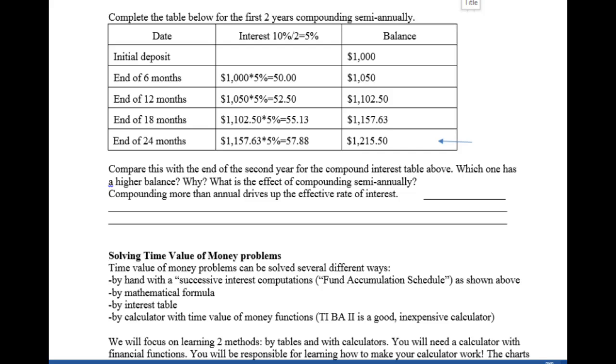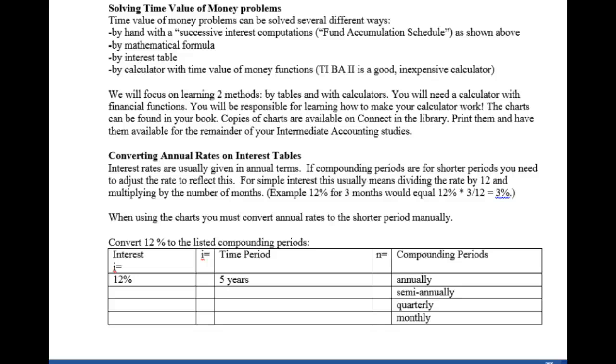It could accurately be said that if you compound more often than just annually, you will end up with a greater balance in your account. So what's the effect of compounding semi-annually? It drives up the effective rate of interest. And again, add some more zeros and it'll be more interesting. Remember those ideas as we move forward through the book.